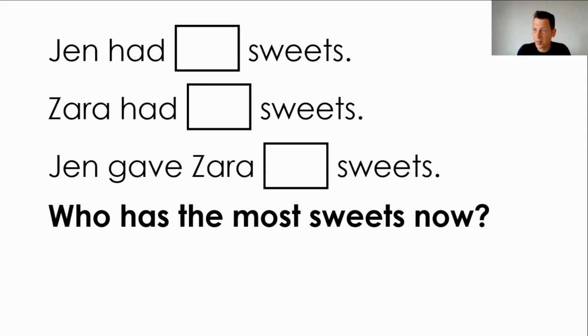And children could at this point give a possible answer, or you could model that, showing what this could be, how many Jen could have started with, how many Zara could have started with. And we explore that structure. And of course, we could do that practically as well.